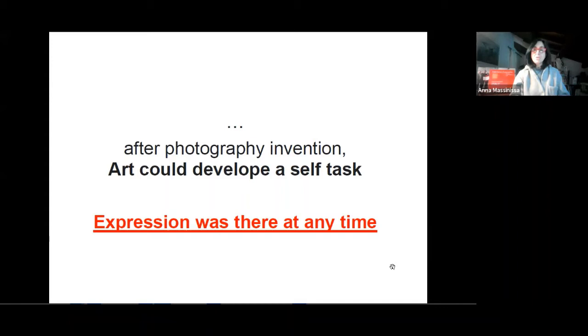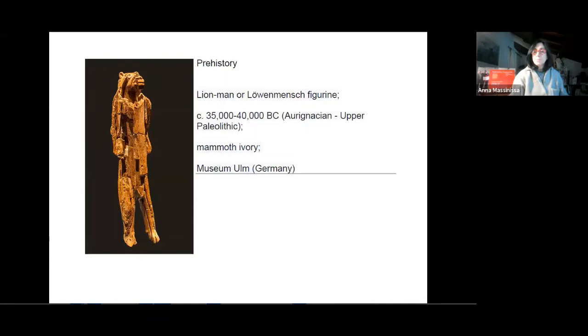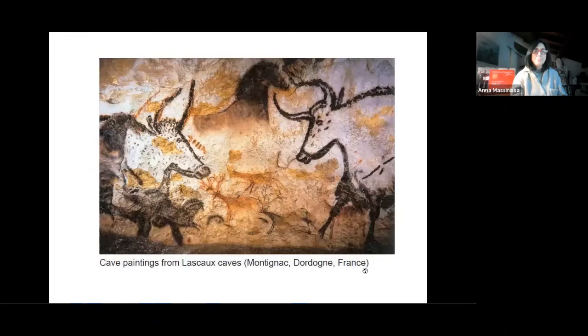So this is from the very first prehistory of man. It's a lion man from 30,000 years before Christ. And for sure it represented the animals. It represented some history the artist had and experienced during his life. But don't forget to see the artist's hands, even if he was maybe a handcraftsman at that time. And this is the very first visual art we have in the history of man.